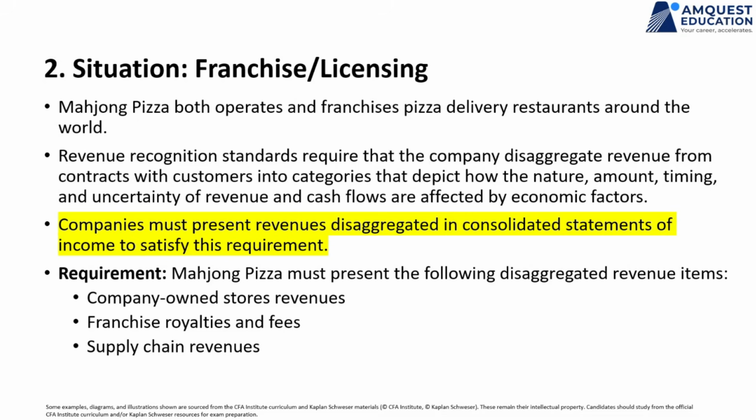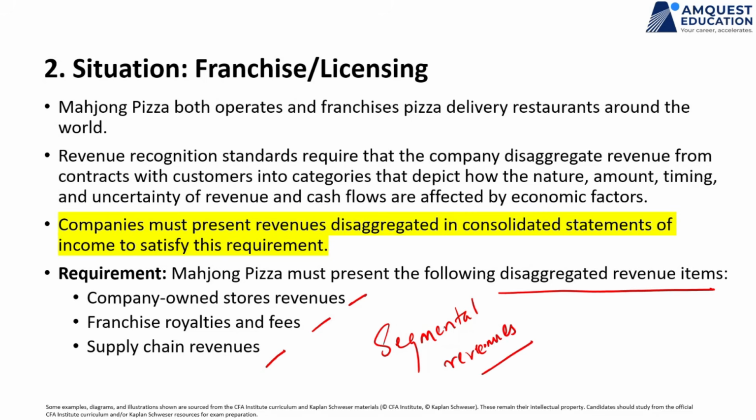So what does the company do? The pizza company disaggregated revenue items into three different categories. How much revenue is coming from company owned stores? How much revenue is coming by franchisee royalties and fees and supply chain revenues? So now you're trying to present me segmental revenues. At times, these are also called as segmental revenues, right? How much is the revenue from different segment of the company? So these are segmental revenues that we are looking at here.